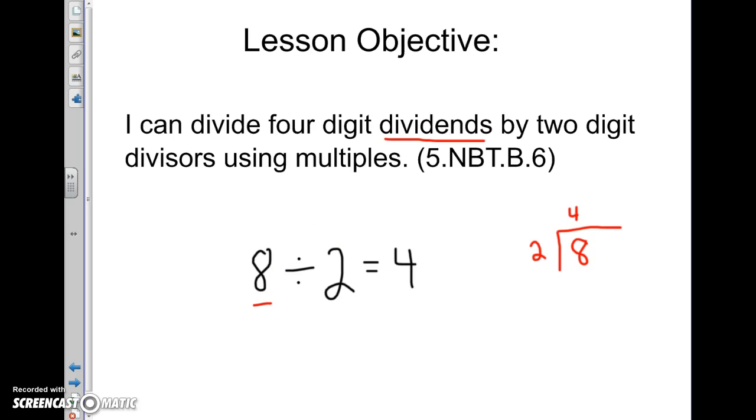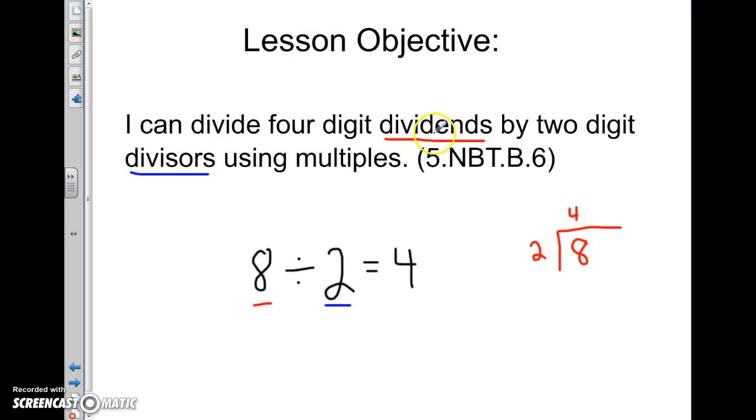Then we have the divisor, and the divisor is the number that we're dividing the dividend by. So we're taking the dividend and dividing it by the divisor. That tells us how many groups we're breaking into, or how many are in each group. This is the divisor, the number that we're dividing by.